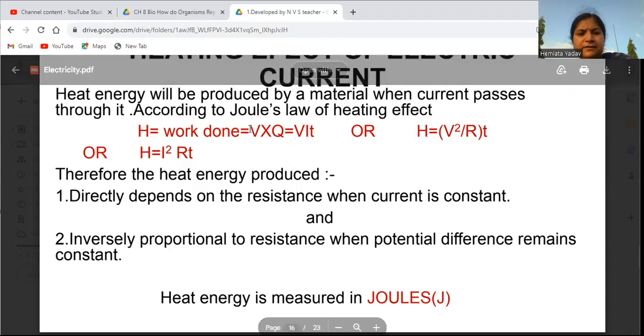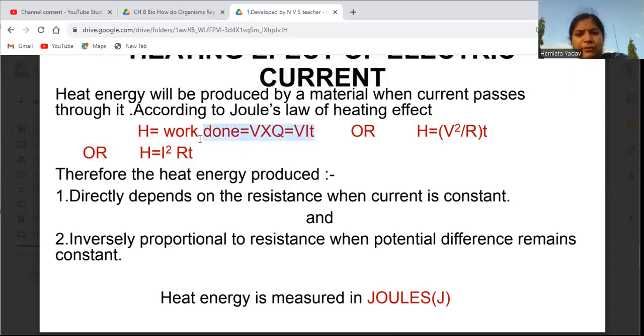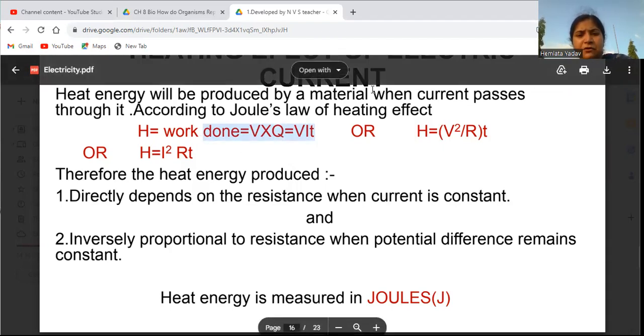H is equal to V into Q, because work done, as we have read in the formula of voltage, is voltage equal to work done in carrying per unit charge. So here work done will become V into Q. When we multiply, in the place of Q we can write IT. So we get VIT, or H is equal to V square by RT.